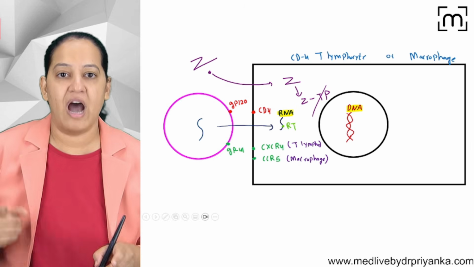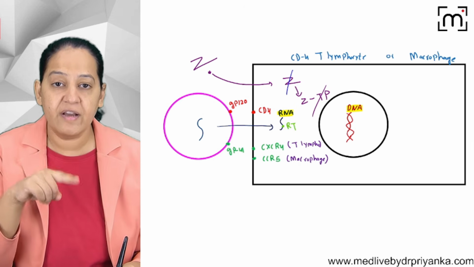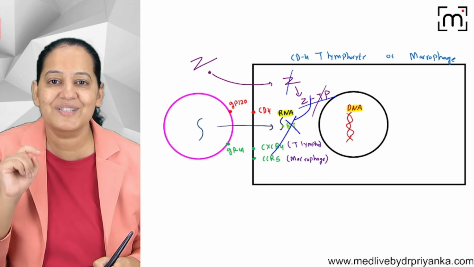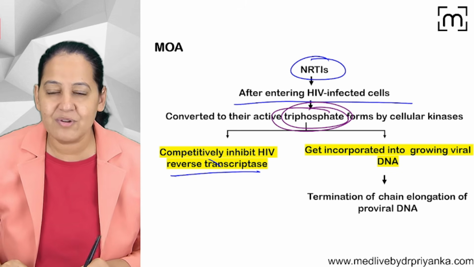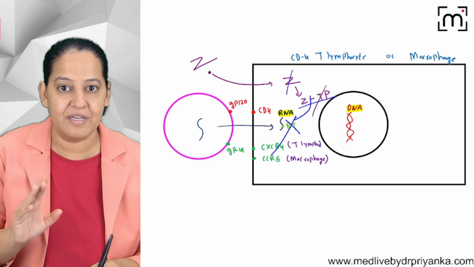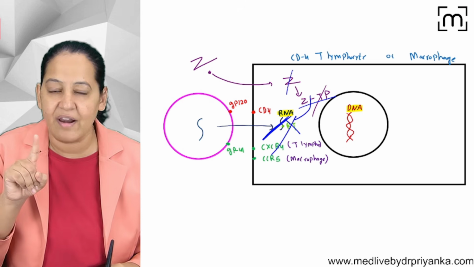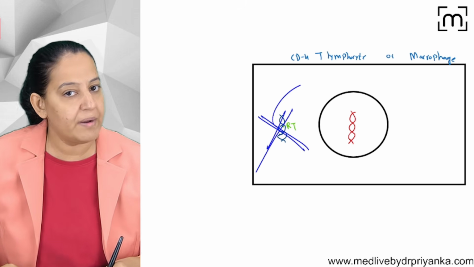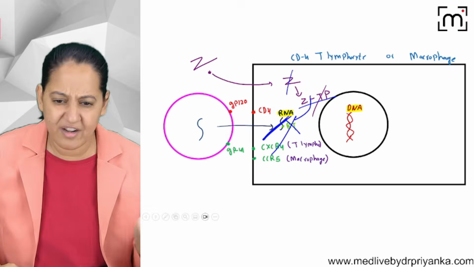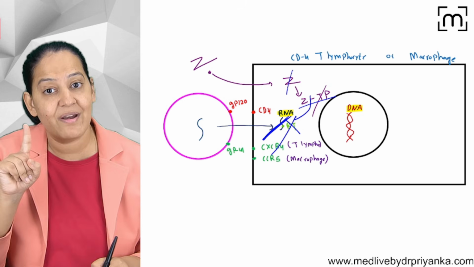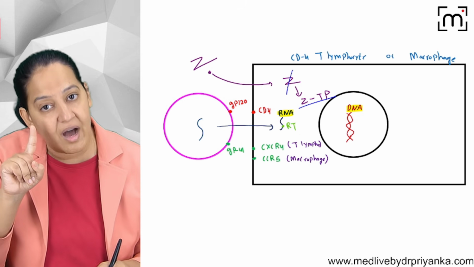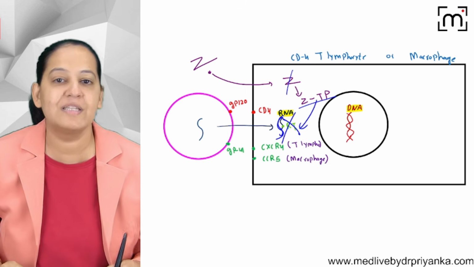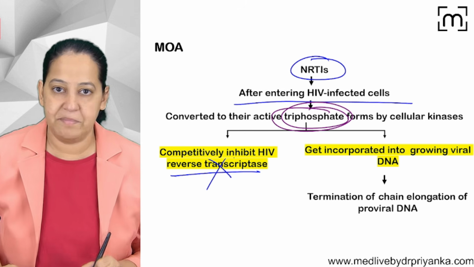So Zidovudine, after entering the cell, will convert into Zidovudine triphosphate, and the Zidovudine triphosphate will inhibit the reverse transcriptase. If the reverse transcriptase is inhibited, the viral single-stranded RNA cannot convert into double-stranded DNA. The double-stranded DNA will not form, it will not integrate, and nothing will happen. The viral single-stranded RNA will remain single-stranded RNA because the reverse transcriptase enzyme is inhibited. Number one, this is the main mechanism.